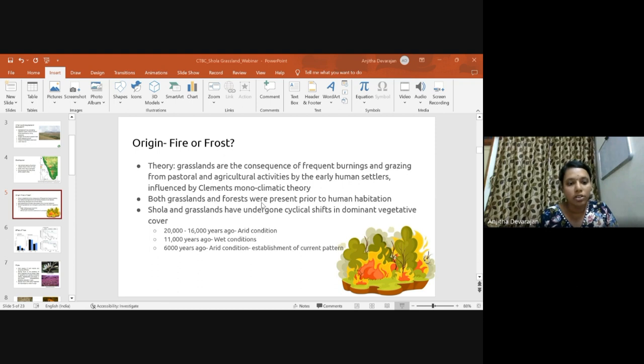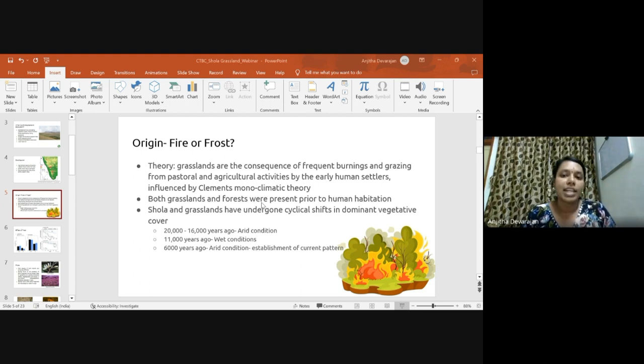And then later, around 11,000 years ago, the climate became more wet, and then the sholas expanded. The C3 plants, which are in the shola, expanded in composition, and the sholas also expanded. And again, before 6,000 years ago, it became more arid, and that has led to the current pattern that we are witnessing right now. So climate definitely is contributing to the pattern of the vegetation that is present in the Shola grasslands.